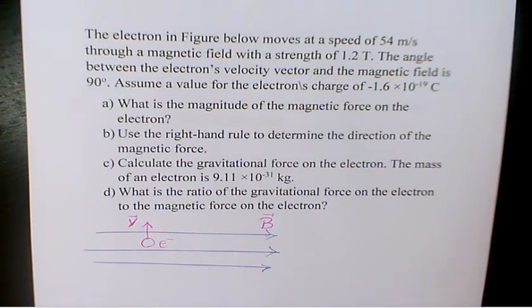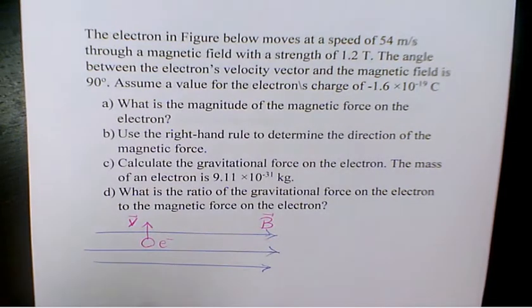Part A, what is the magnitude of the magnetic force on the electron? Part B, use the right-hand rule to determine the direction of the magnetic force. Part C, calculate the gravitational force on the electron. The mass of the electron is 9.11 times 10 to the power of negative 31 kilograms. And part D, what is the ratio of the gravitational force on the electron to the magnetic force on the electron?